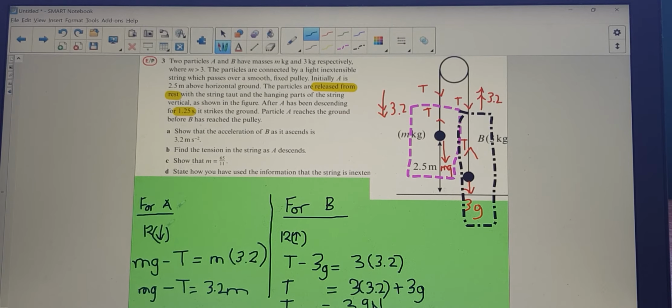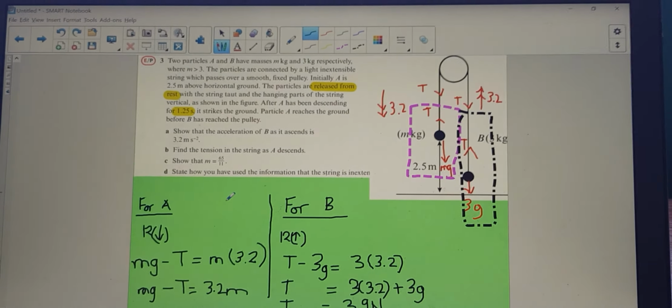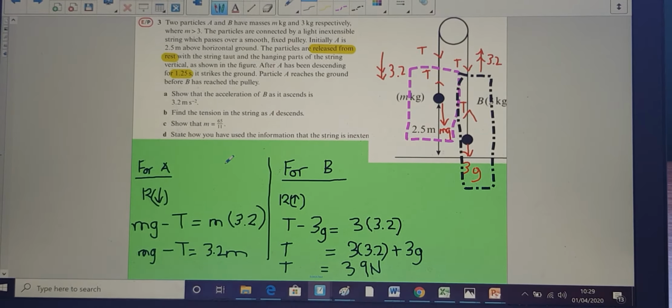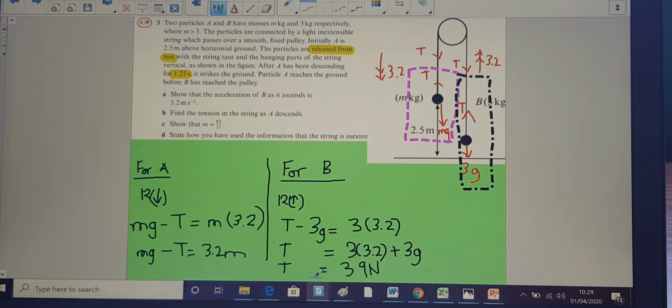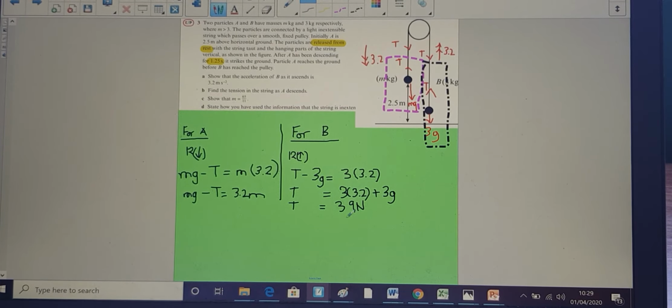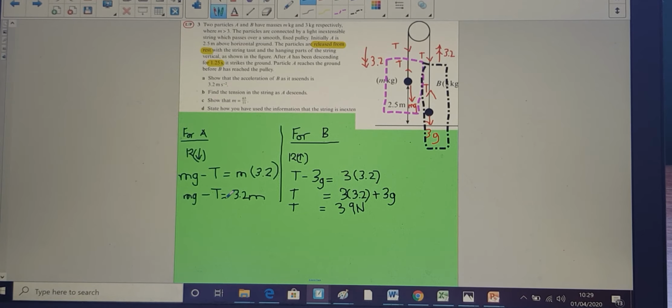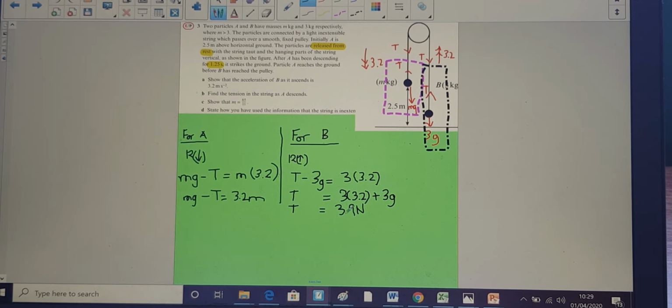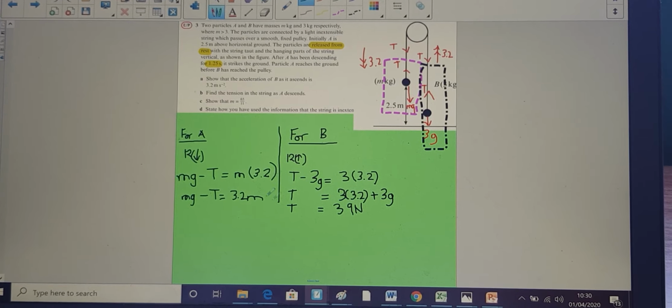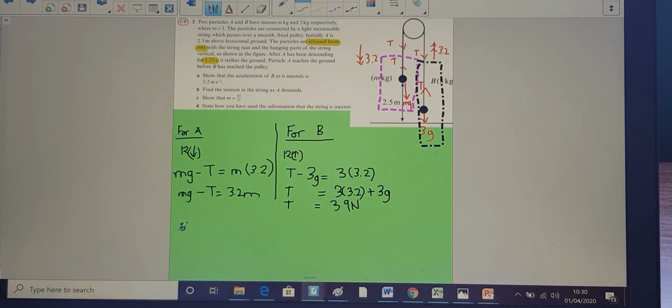Okay, so now I've worked out what the tension is. I didn't actually need this bit for A, did I, for that first part? I could have just looked at the motion of B because that was the one that helped me. But now I've worked out that T equals 39 newtons. I'm now going to use that and put it into the formula that I produced for A. So I'm going to substitute T equals 39. Just to be clear, that was for part B, and now this is for part C.